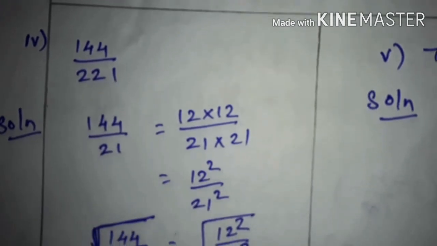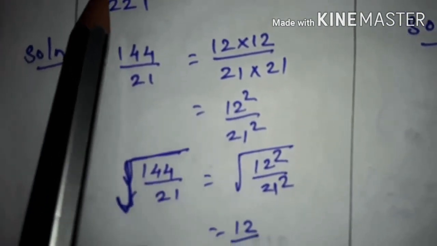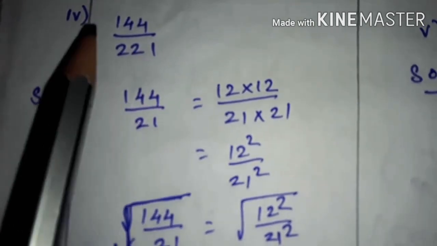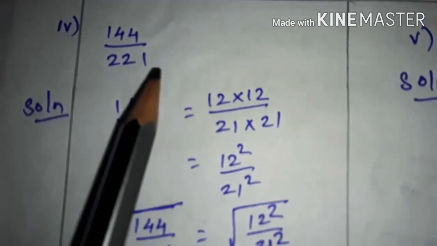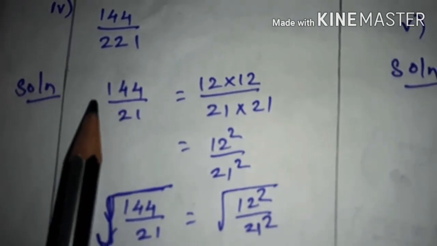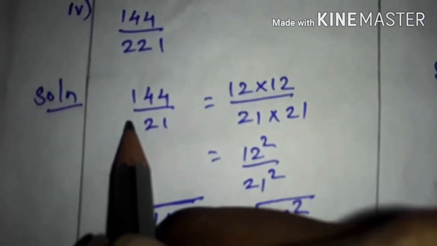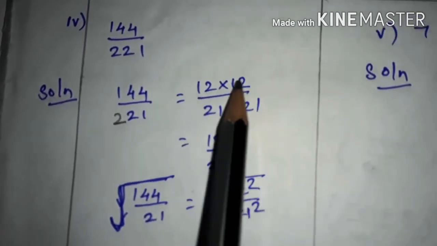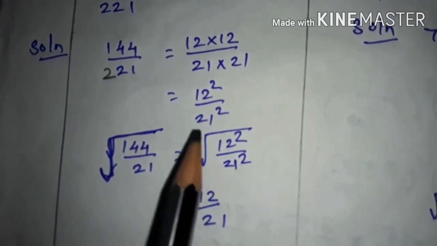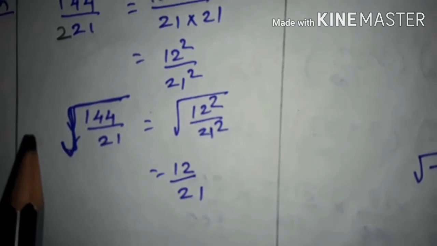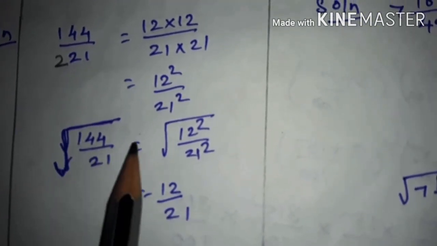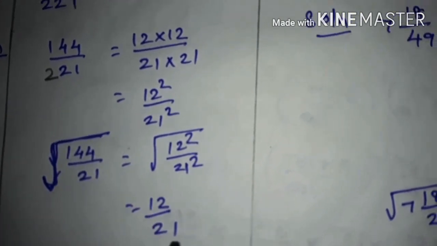And the fourth sum is given as a fraction, that is 144 by 21. This fraction, we can convert into a square number and then take the square root on both sides. We will get the answer. For that, 144 by 21 can be written as 12 into 12 by 21 into 21, which can be written as 12 square by 21 square. After writing it in the square form, you have to take the square root on both sides. We get the square root of 144 by 21 equal to 12 by 21.